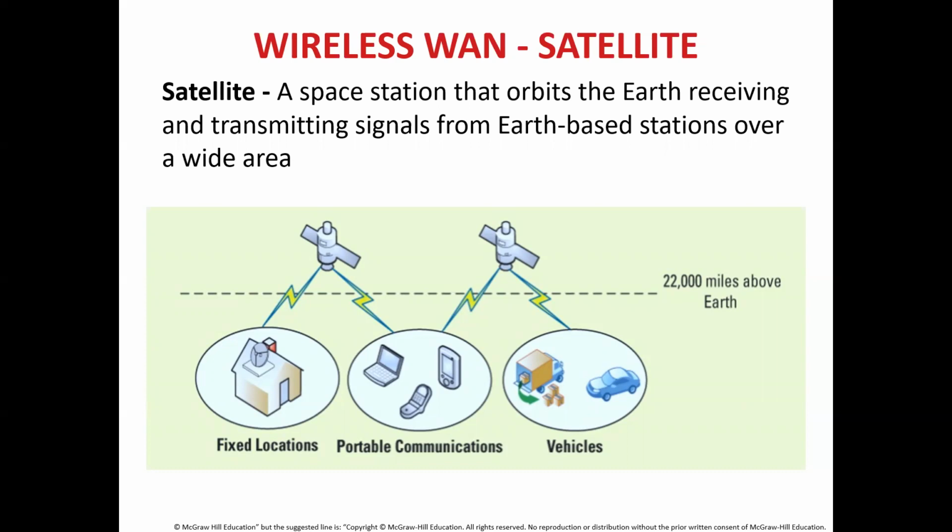There are generally 3 types of satellites: LEO, MEO, and GEO. LEO is low Earth orbiting satellites, MEO is medium Earth orbiting satellites, and GEO is geostationary Earth orbiting satellites.